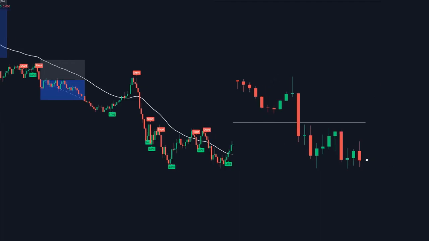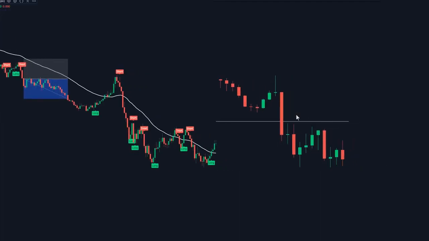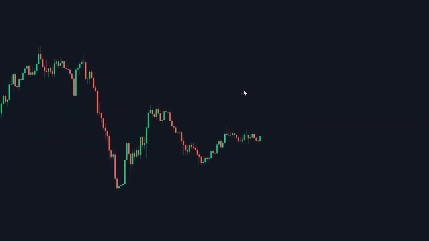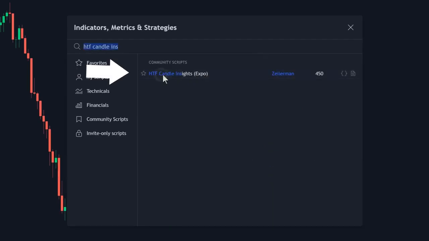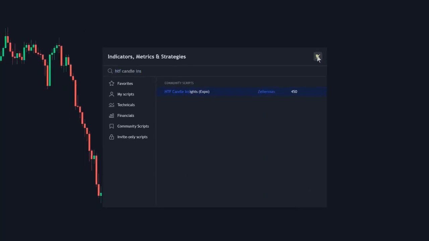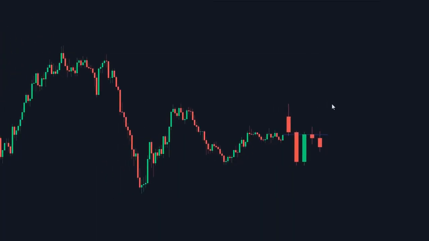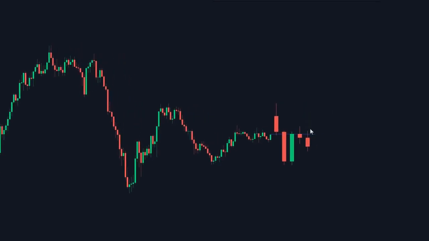Before we dive too deep into this indicator, of course, you want to know how to add it to your chart. So on TradingView, you're going to go to the indicator search tab, then type in HTF Candle Insights, and it's going to be this one by Ziaman. Now, after adding this indicator to your chart, you can see that these are the only elements displayed on the chart: the higher time frame candles and this blue line right here.